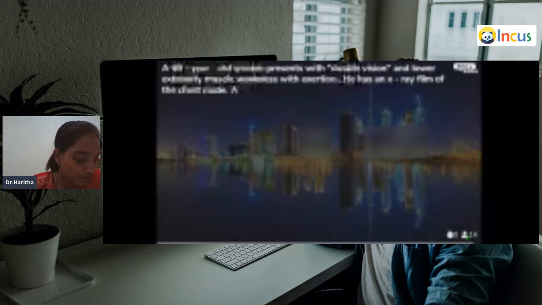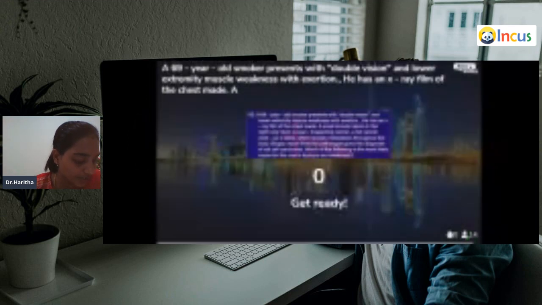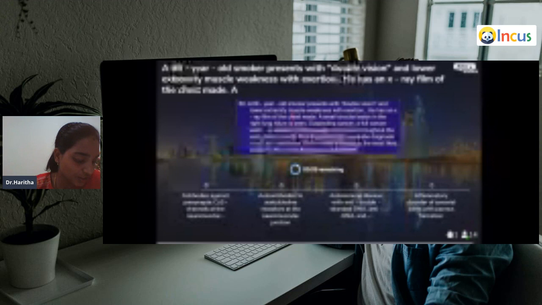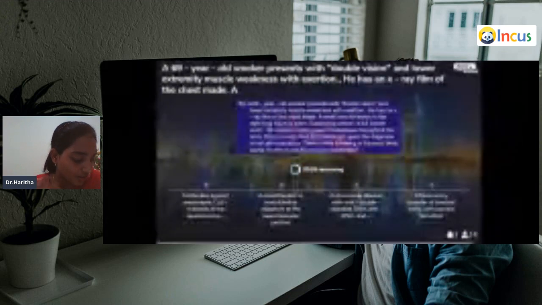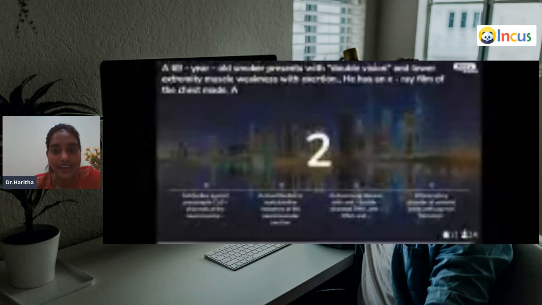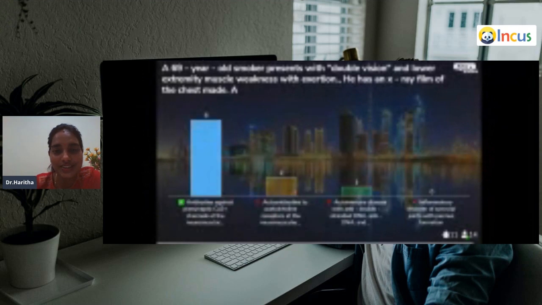A 69-year-old smoker with double vision and lower extremity muscle weakness with exertion. A small circular lesion in the right hilum is seen, metastasis throughout is found, and biopsy shows oat cell carcinoma. What has caused the diplopia and weakness? I think we discussed paraneoplastic syndromes, so yes, we got the majority. What paraneoplastic syndrome is the patient experiencing?